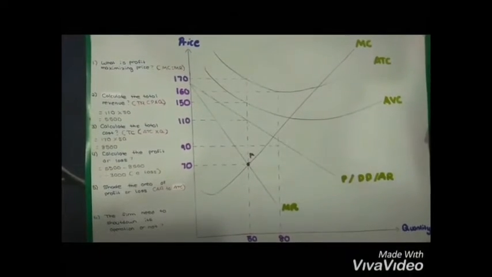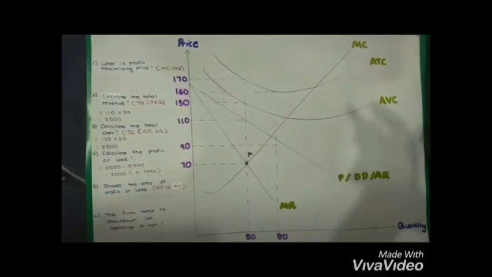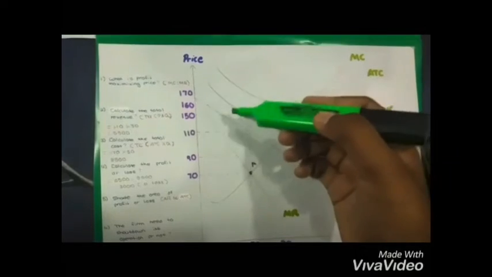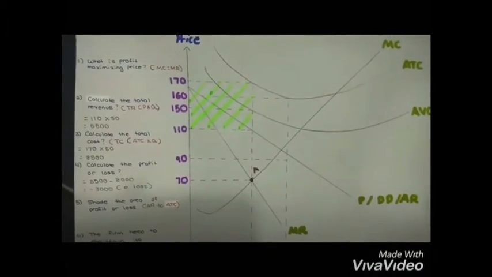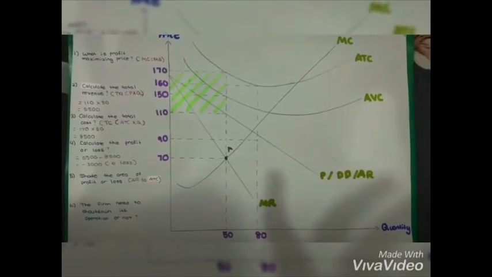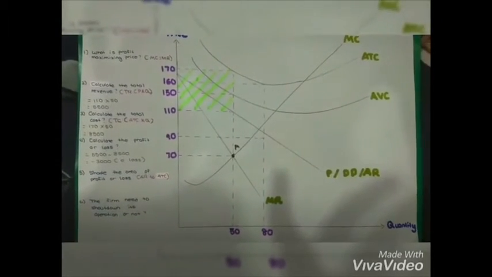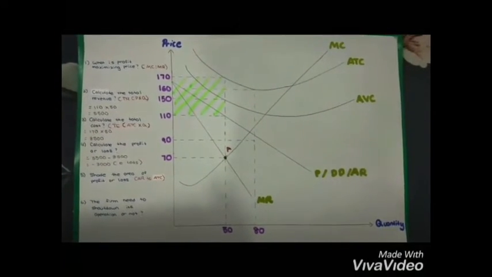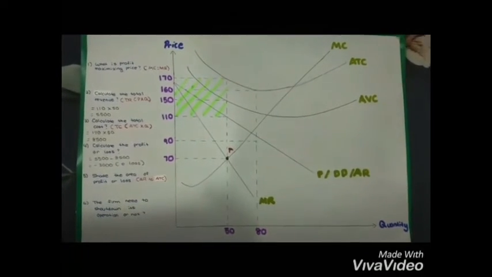Fifth question is, shade the area of profit or loss, which is from AR to ATC. This is the ATC, this is the AR, this is the area to shade. This is the answer. Sixth question is, should the firm shut down its operation or not? It should shut down because it does not cover AVC. This is one of the example questions and the way to answer them.